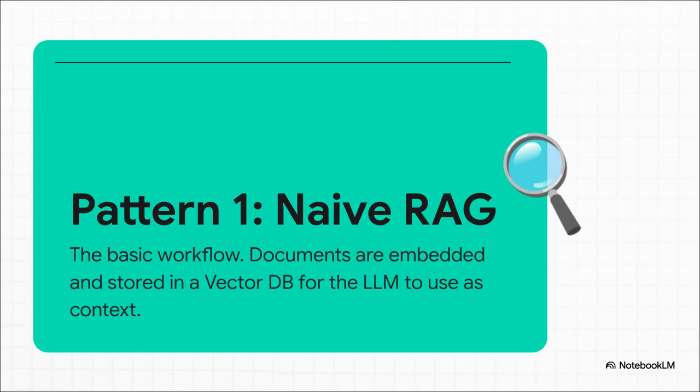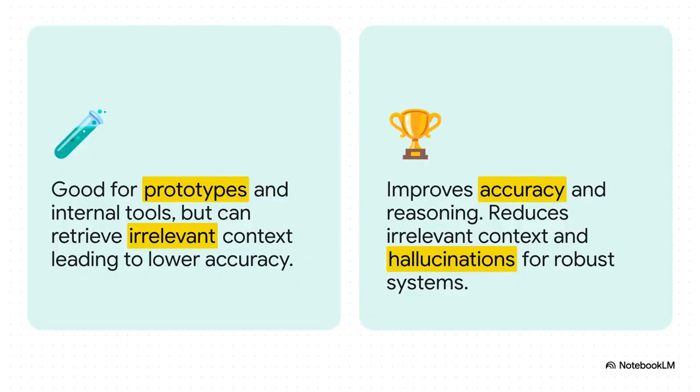You take a document, you embed it, you stick it in a vector database, and then the LLM pulls context from that database. You know what? It's simple, it's fast, and it's fantastic for prototypes or maybe some small internal tools. But, and this is a big but, in production, naive RAG really starts to show its cracks.